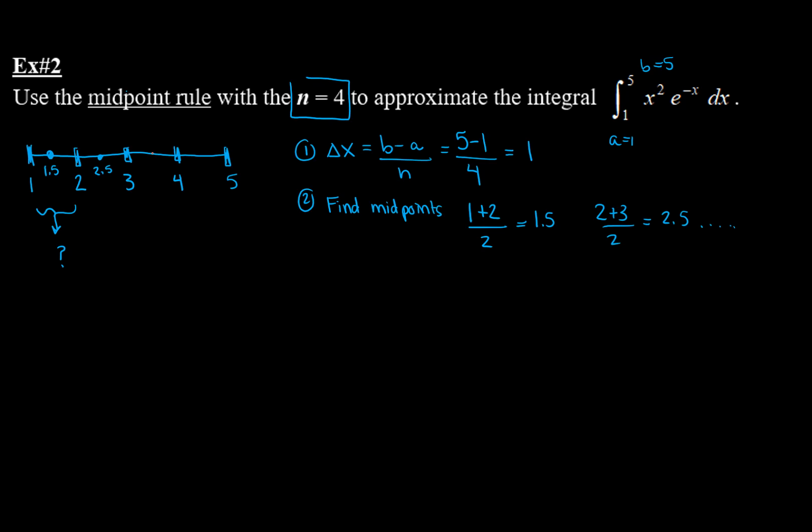All right, but let's write down all the midpoints. The other thing is, make sure that when you calculate your midpoints that they are delta x away from each other, and they are. From 1.5 to 2.5 is a distance of 1. All right, now we're going to do the formula. So we're going to do the plug and chug.